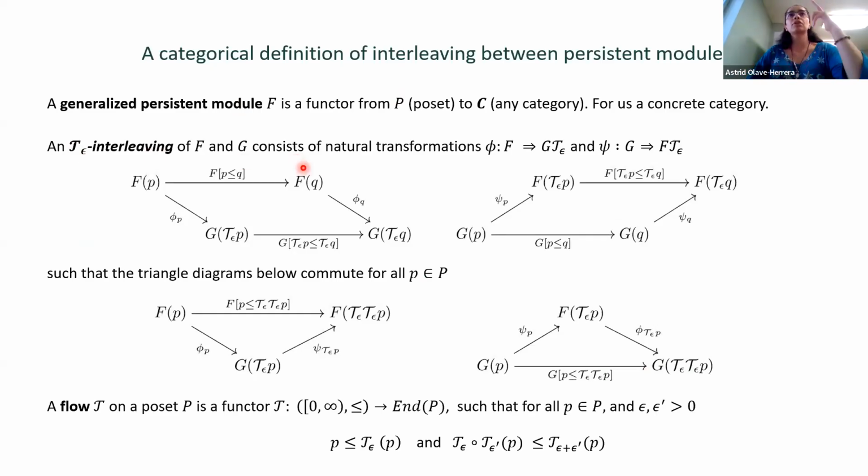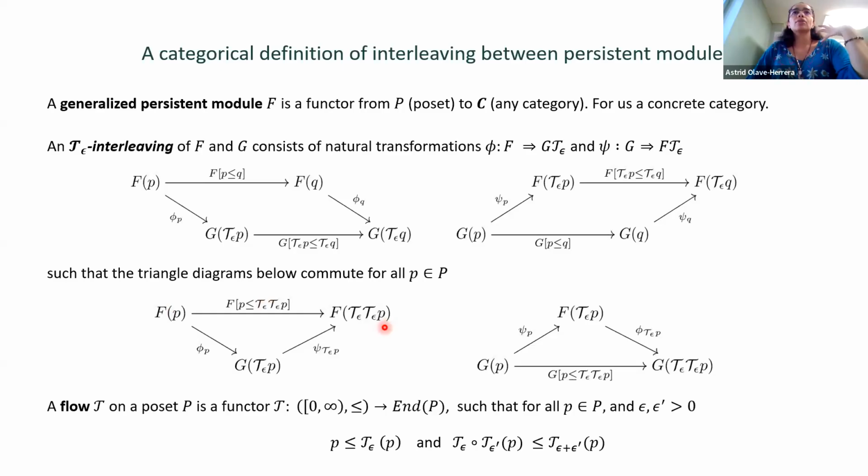That's a pair of natural transformations. One is phi that goes from F to the shift by epsilon of G, and psi that goes from G to the shift by epsilon of F. And given they are natural transformations, it means these two parallelograms commute. Probably you have seen this a lot, but it's a good thing to remind. And the extra condition is that we have the triangle diagrams commute as well. So we have these two diagrams. I'm going to use this language: going down and up is the same as going from left to right.